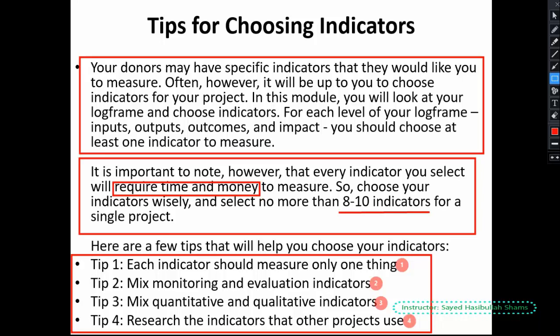But if we design a project from our side in the country, we must have at least one indicator for each level. For example, one indicator per input level, output level, outcome, and impact level. But we are not bound to this. In some cases, we have three or four indicators at output level, two indicators at another level, and one indicator for outcome and impact level. These tips must be considered in the selection of indicators. Now we will read the tips one by one.